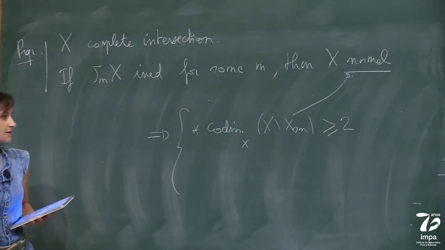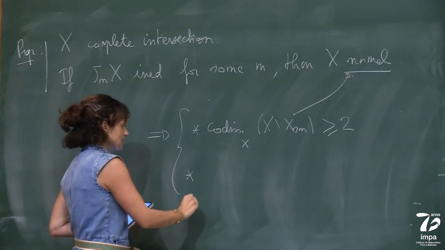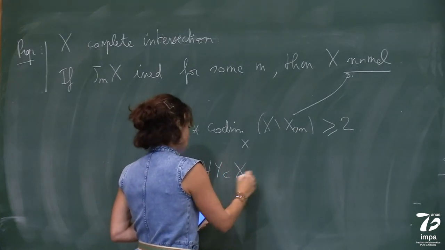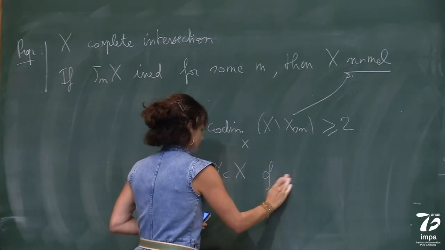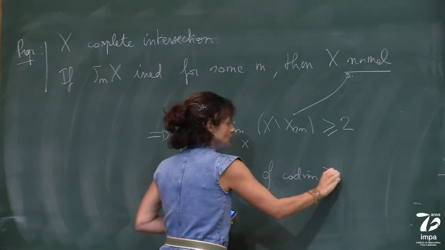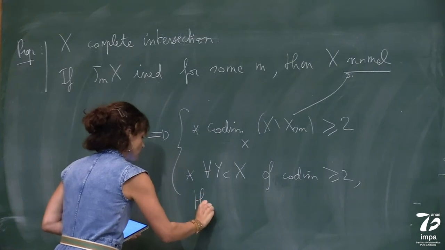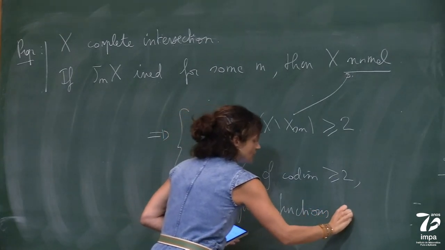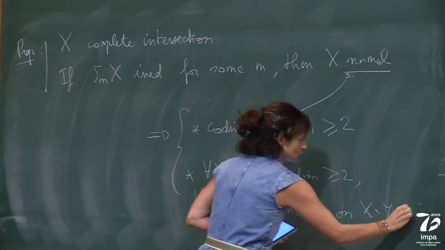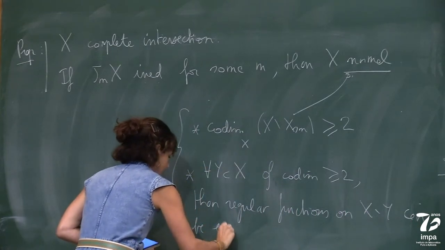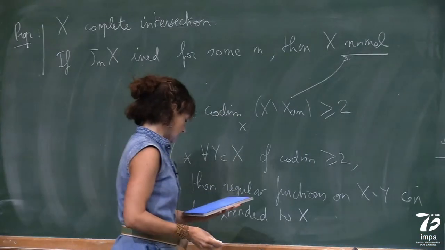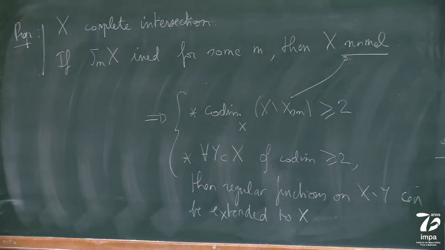And why is this condition interesting? Because if you have normality, you have that for any subscheme of codimension at least 2, a regular function on the complement can be extended to X. Okay, so this is an interesting condition, and maybe I would like to give some examples in the setting of Lie theory.